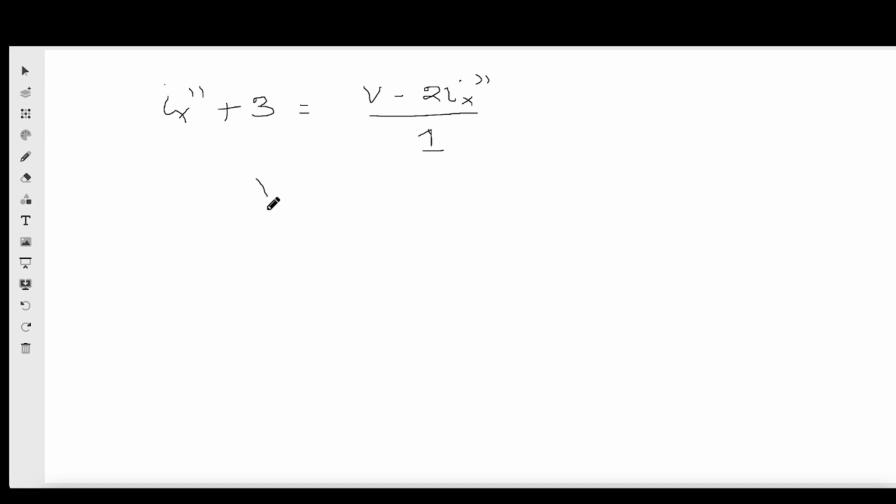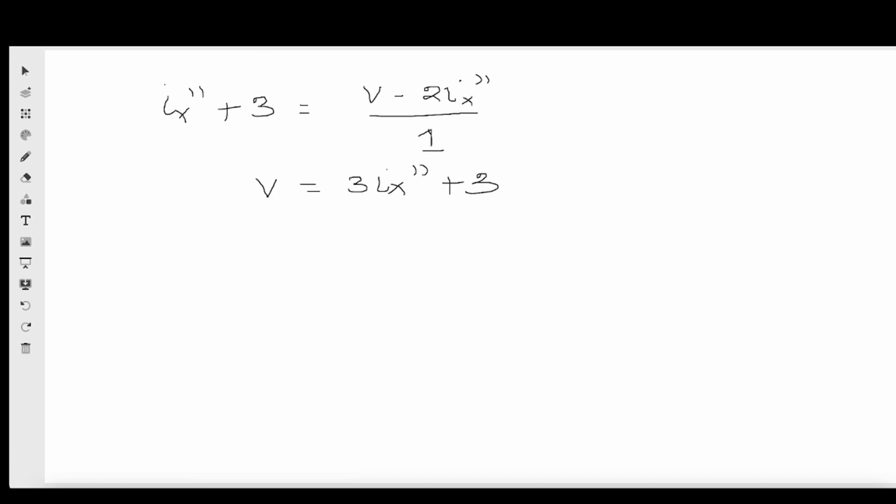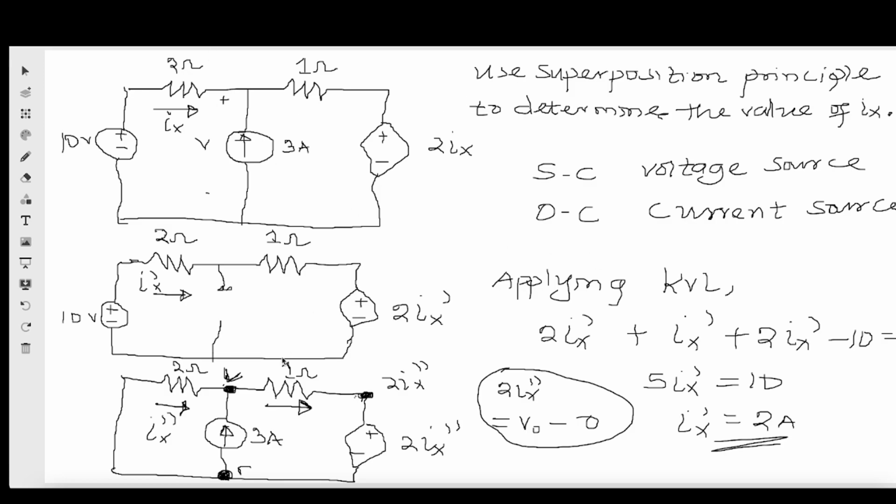That will give us what? V is equal to 3Ix prime prime plus 3. That is very, very easy to get. These two currents are going in while this is going out, right? And therefore that gives us this equation here. But what is V in terms of Ix aside from that equation?